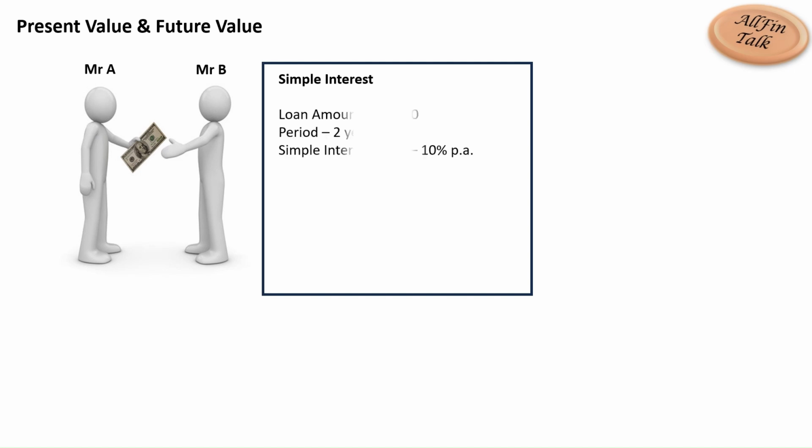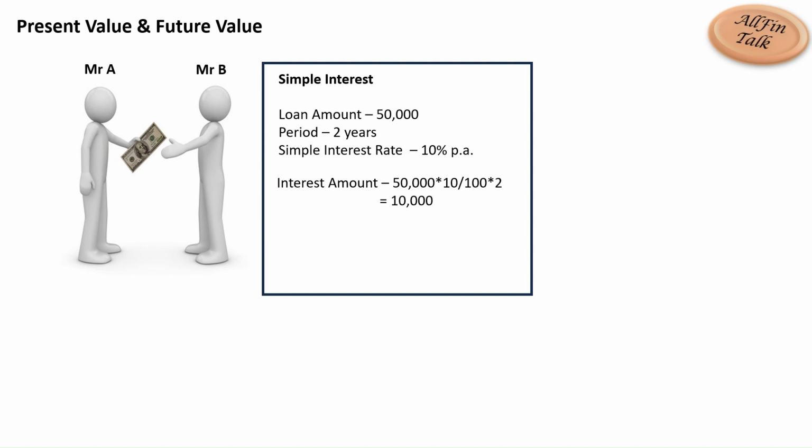One, simple interest, which, as the name suggests, is simple in calculation. So the formula for simple interest we all know is loan amount into number of periods into the rate. So for example, if the loan amount is 50,000, period being 2 years, and the interest rate being 10% per annum, our interest amount comes to 50,000 into 10 by 100 into 2, which is 10,000.